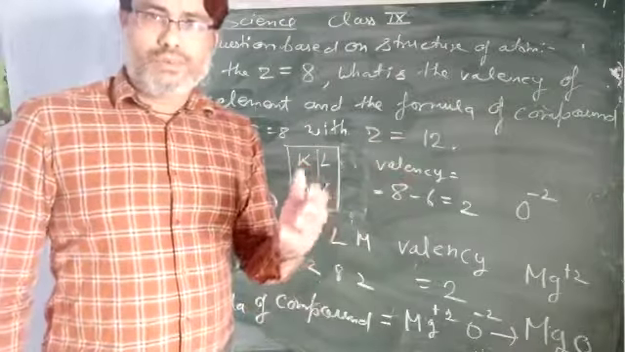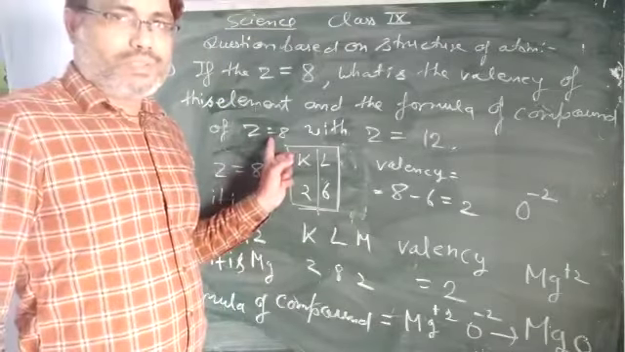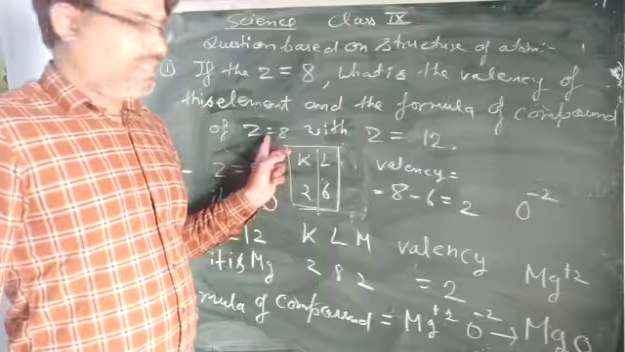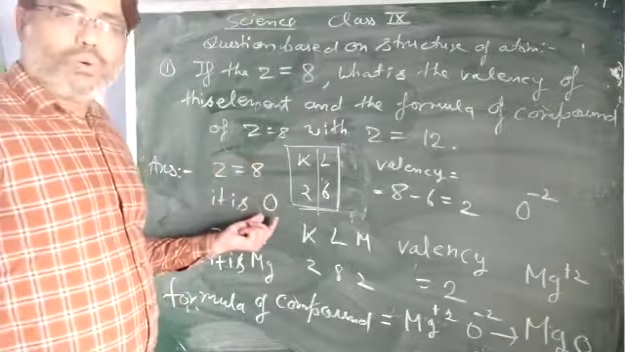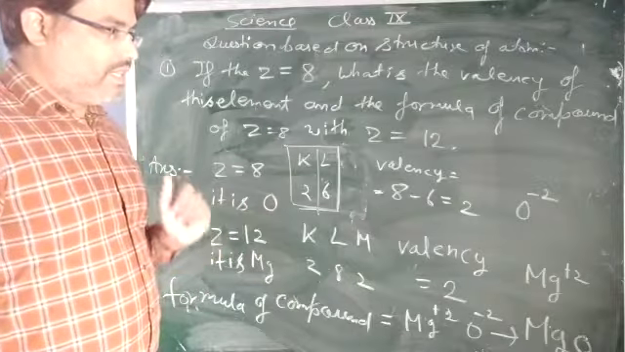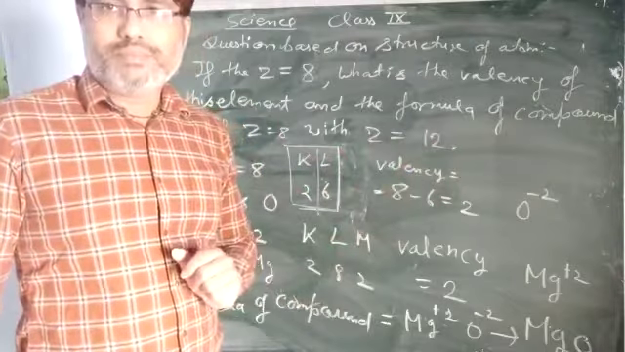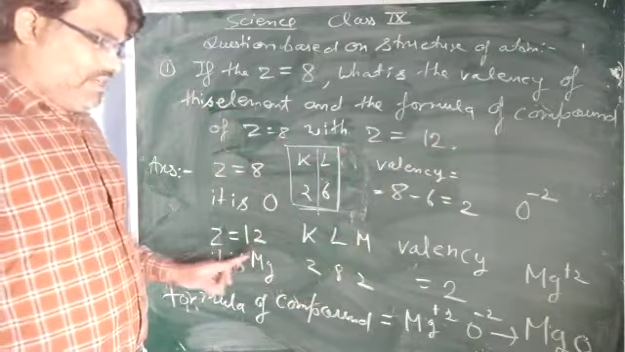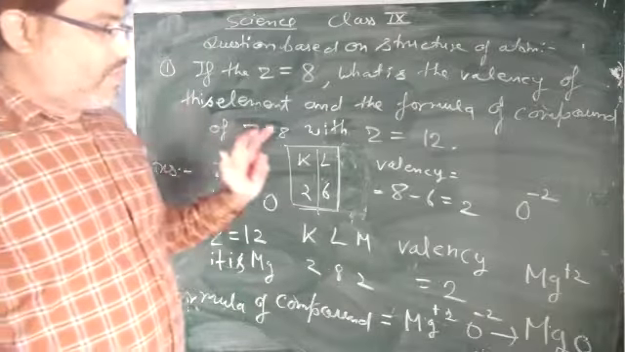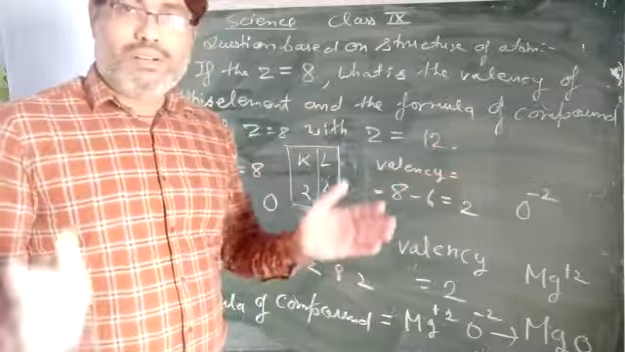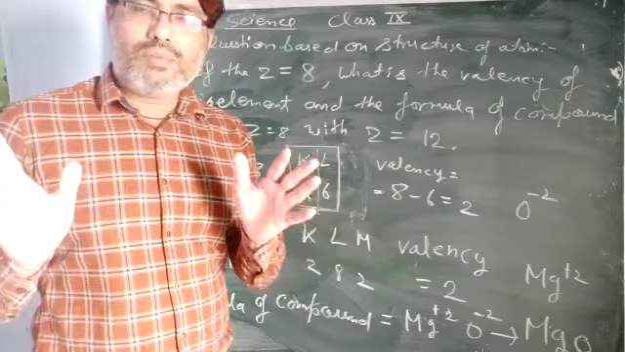As you know, if Z is equal to 8, it is what? Oxygen. So you have to identify that element. If Z is equal to 8, the element is oxygen and the symbol is O. And second, if Z is equal to 12, the element is magnesium. Okay? And the symbol is what? Mg. Now, to write the formula of the compound, these two elements will combine and form a compound.